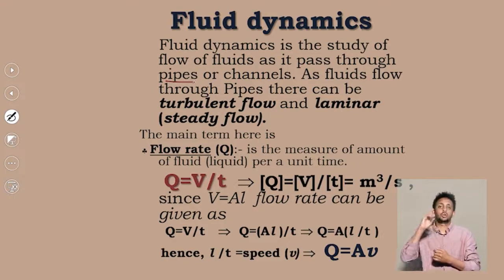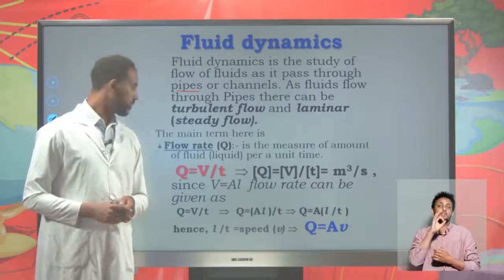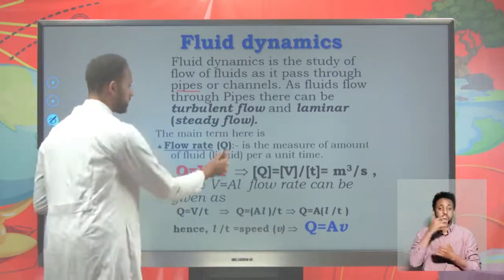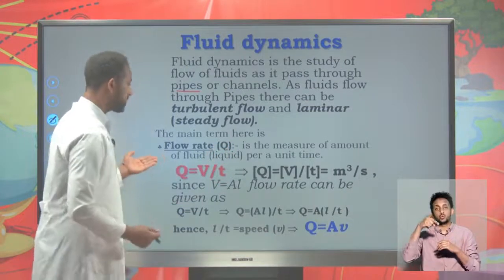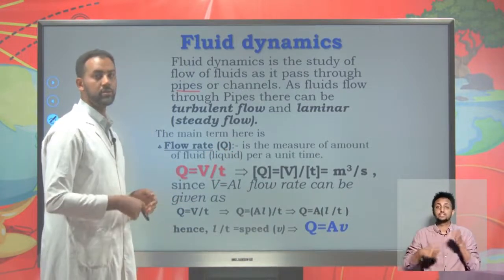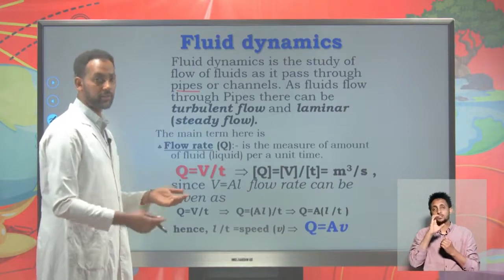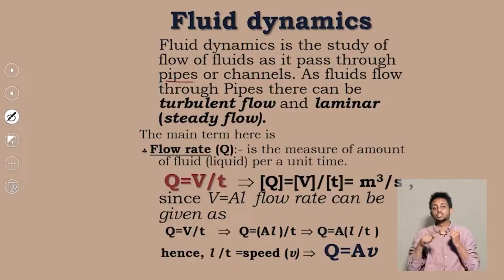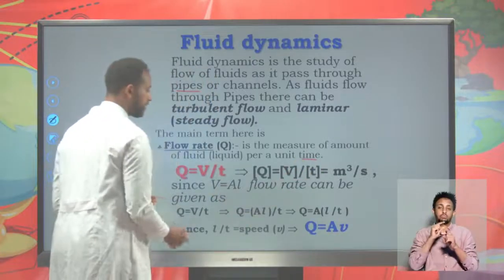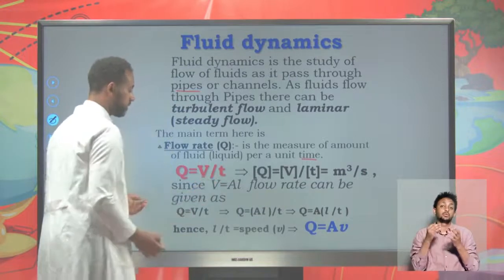And this term is known to be flow rate. We call it flow rate, and it might be symbolized as Q. Sometimes flow rate is known to be discharge, or it might be known also as charge, okay? And flow rate measures the amount of flow of fluids per unit time, and the amount of fluids is measured in volume.